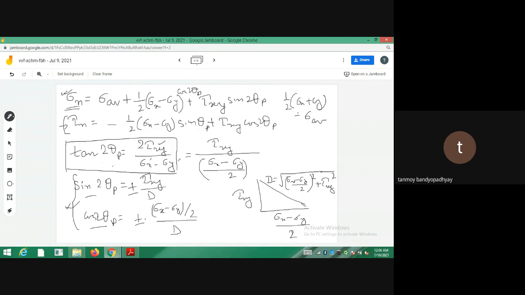So how to determine that one? Tan is equal to a by b. So suppose I am calling it numerator by denominator, something I am writing down. You can put it like a by b also. You can call it a, you can call it b. So tan is equal to a by b. So drawing one triangle, perpendicular by base. So this is tau xy divided by base. So you calculate the hypotenuse. So the hypotenuse will be root over this square plus this square. So you are getting the value of d. I am calling it d.